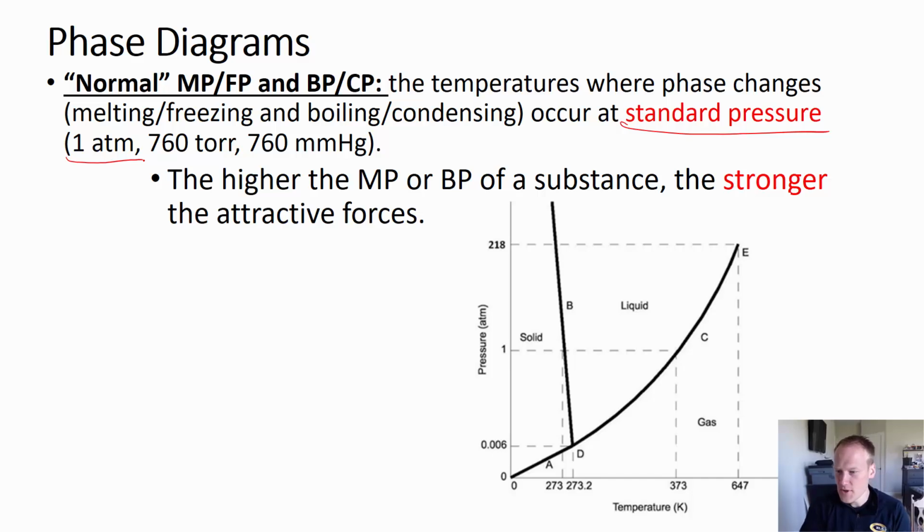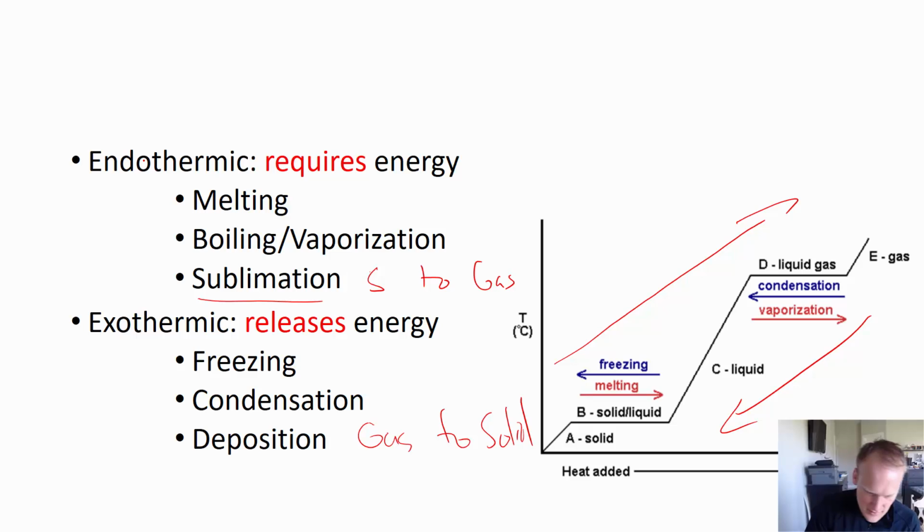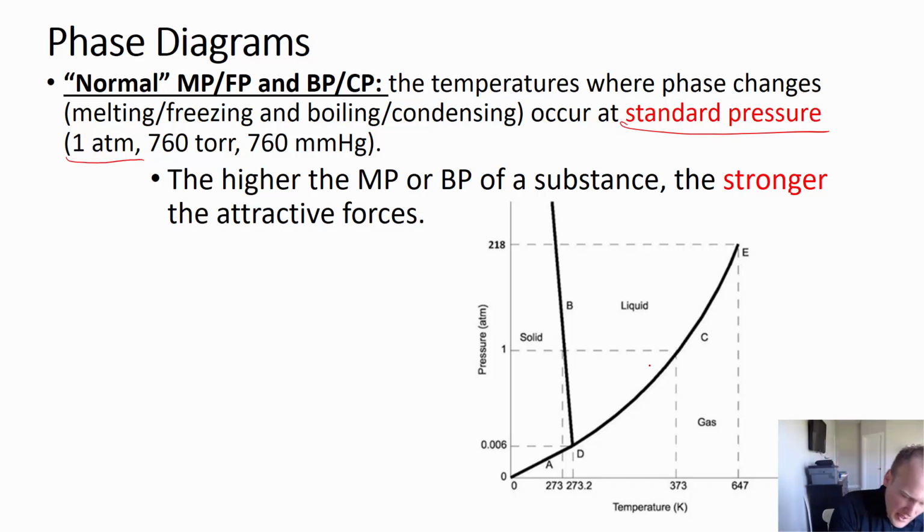All right. So what that means is it's not just a temperature change that determines a phase change. It's also a pressure that determines a phase change. We have to look at the temperature and the pressure. So what this chart is showing, standard pressure is right here at 1 atmosphere.